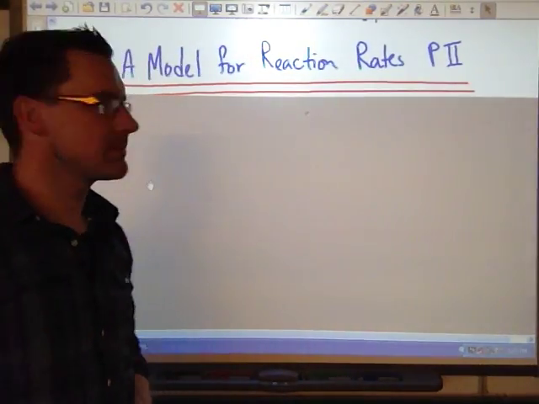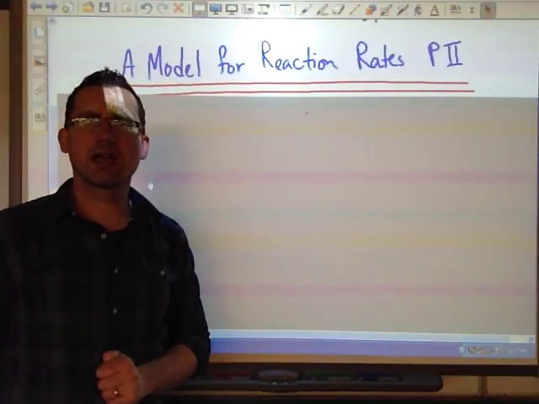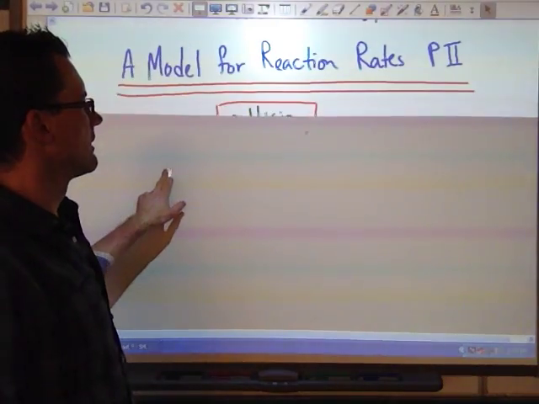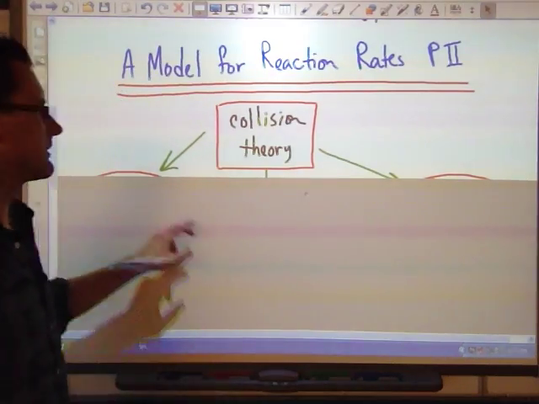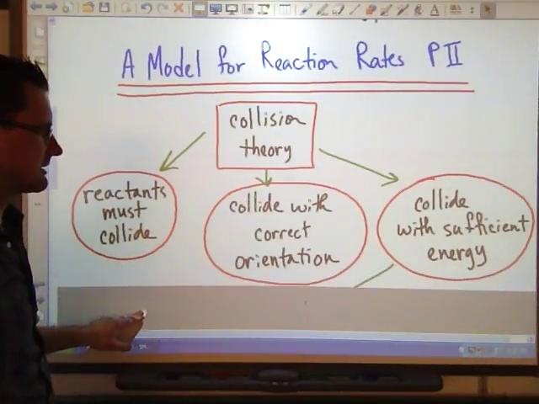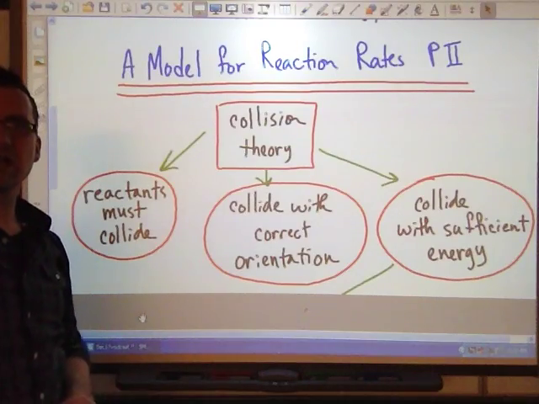Hello, Chemistry 30 people. Continuing on here, a model for reaction rates part 2. Last time we talked about collision theory and 3 specific things about collision theory. Reactants must collide is the first one.